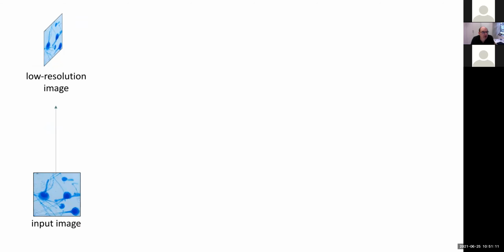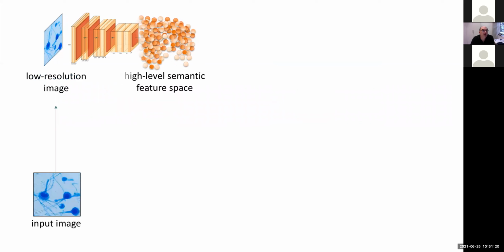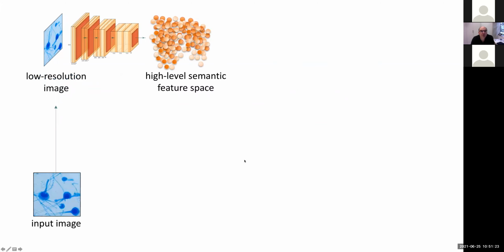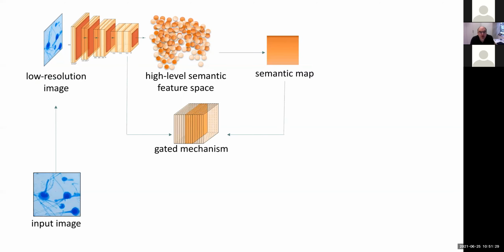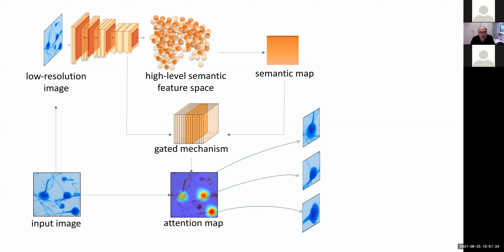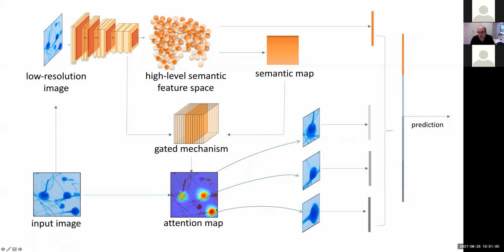So here's basically the network. We have an input image, and we generate a low resolution image. We have the typical CNN pipeline for downsampling. We have a high level semantic feature space. We have the map. And then what's really the innovation here is using a gated mechanism to generate that attention map. And then we almost like upsample the features that are important to make a decision. So here we really don't use any pixel level annotations. These are all slide-based or region-based annotations.